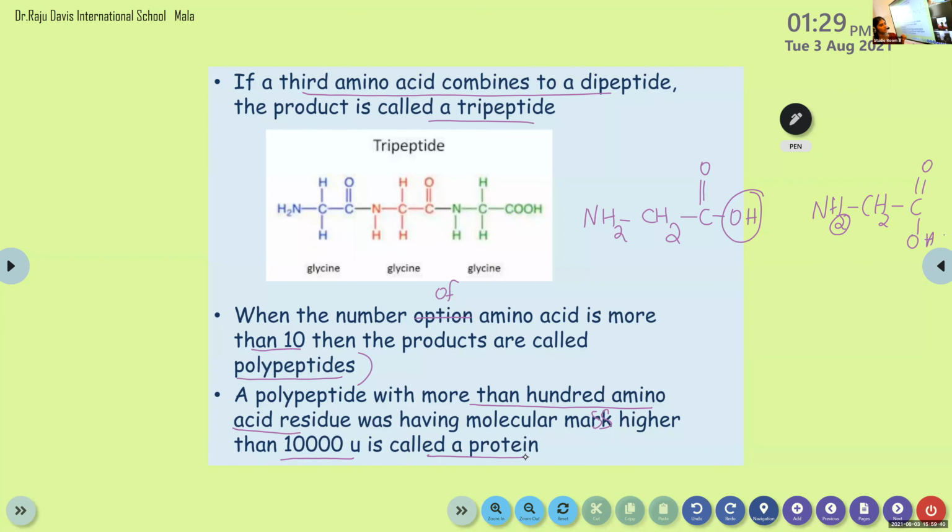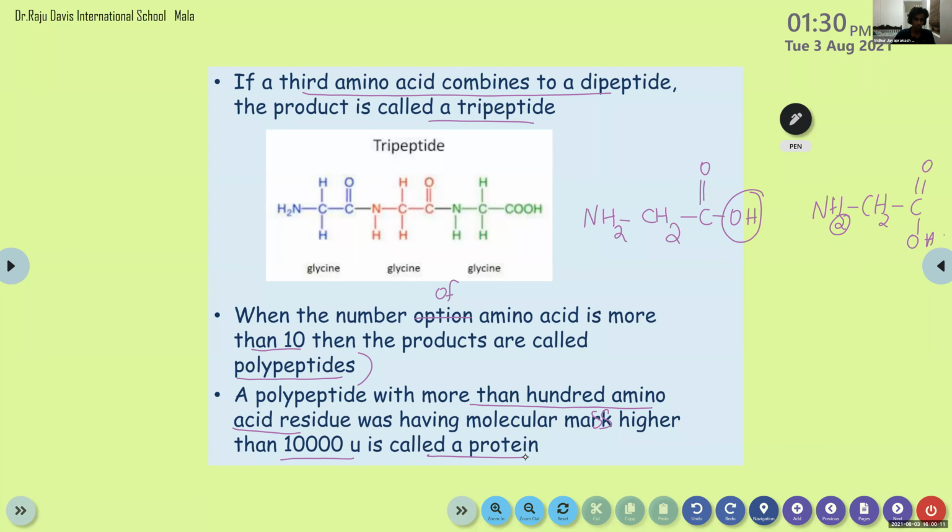U stands for atomic mass unit or unified mass. It's the unit of atomic mass. So more than 100 amino acids joined together with a molecular mass of 10,000 U is called a protein. This is clear?